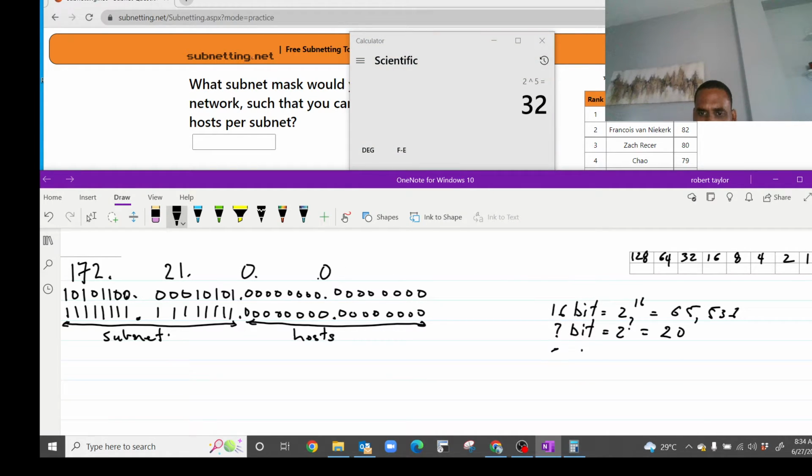So if I take 5 bits, that's going to give me 2 raised to the 5, which equals 32. And I can get my 20 hosts from that. So if I take, starting from right to left, 1, 2, 3, 4, 5 bits to represent my host portion, I should be good. I can cover my 20 hosts, right? So the rest of this, I can use for my subnetting portion, right? Yeah, why not?